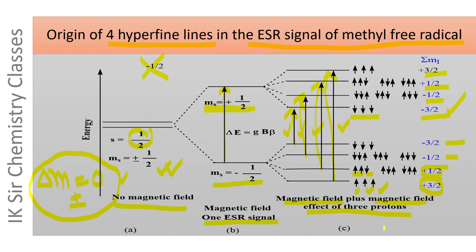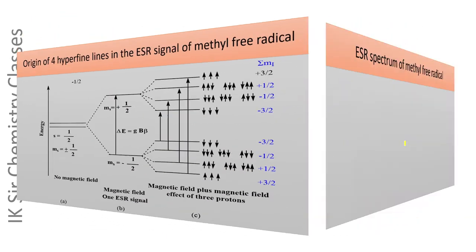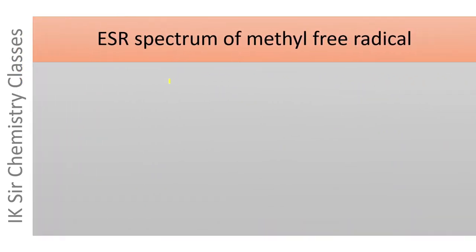If the electron is delocalized around three protons in methyl free radical, this is why the ESR signal of methyl free radical consists of four hyperfine lines in the intensity ratio 1:3:3:1. The ESR spectrum of methyl free radical is given below.